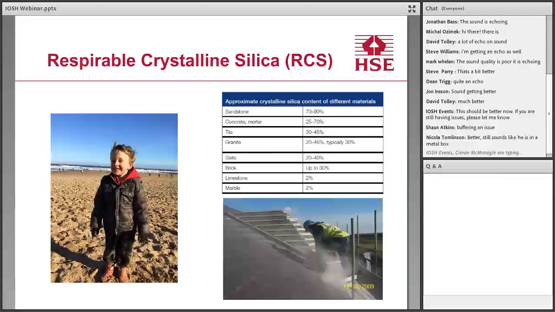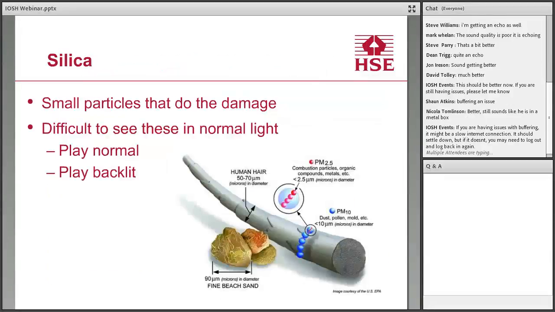So you'll see on the table on the right-hand side, the quantities: in sandstone you've got 70 to 90%, and in concrete and mortar, which is really common in the construction industry, anywhere between 25 and 70%. And it's the act of breaking this material down, particularly using power tools, that releases really, really fine dust, and that's the respirable bit that you need to worry about.